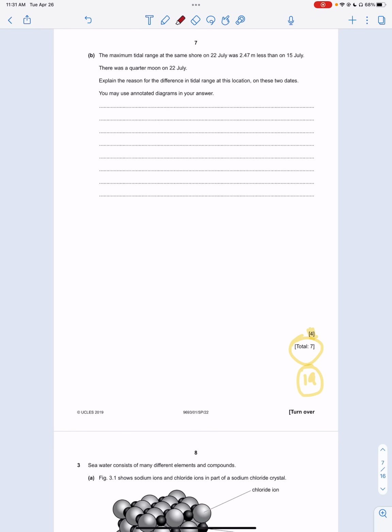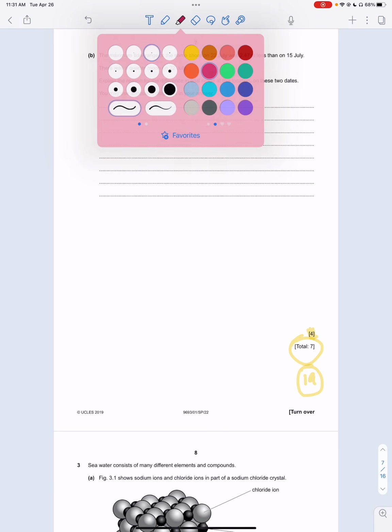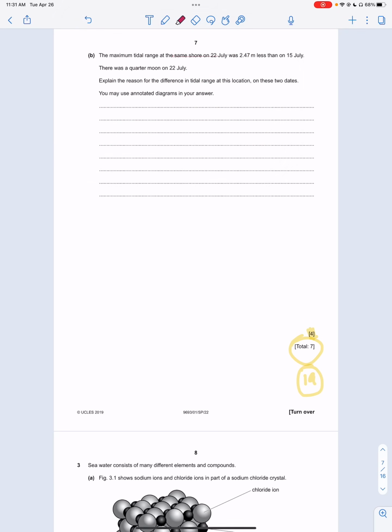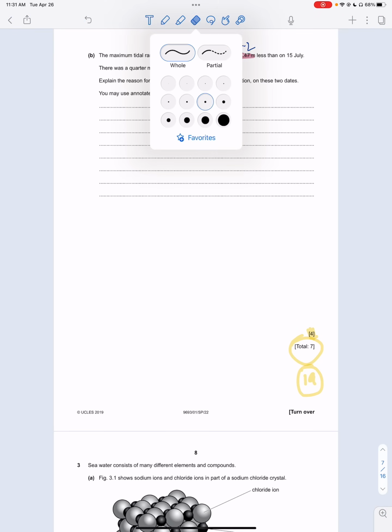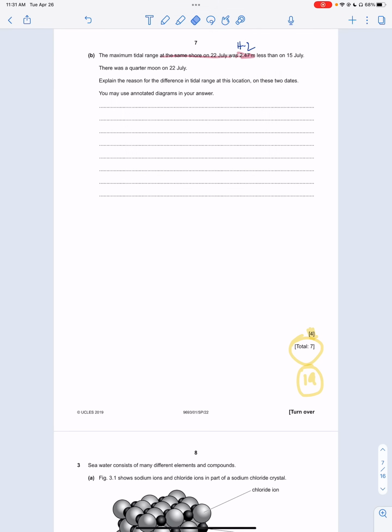Okay, next one: the maximum tidal range at the same shore on July 22nd was 2.47 meters less, and that's the range. So that's the difference between high tide and low tide. Then on July 15th, and that is between 22 minus 15, that's 7. So that's like a week difference.